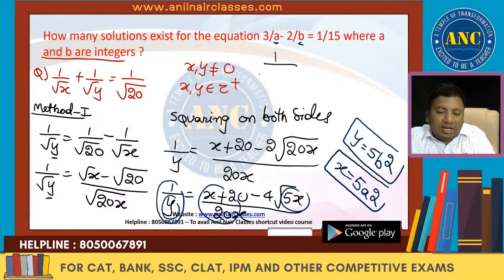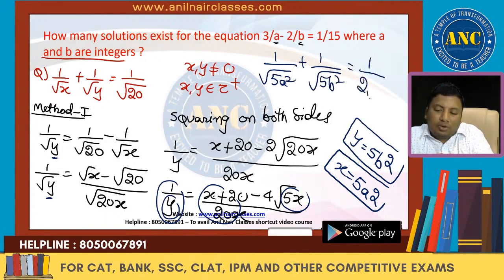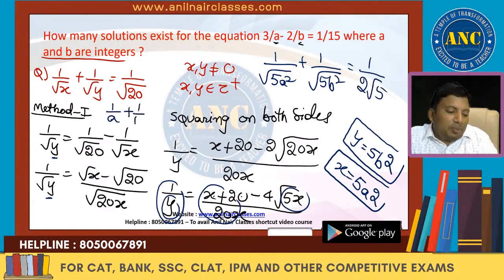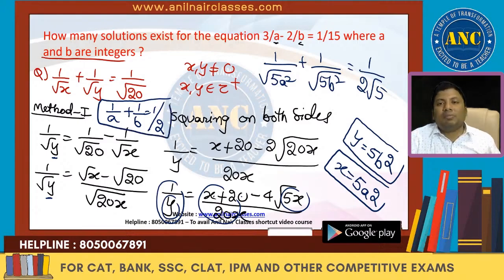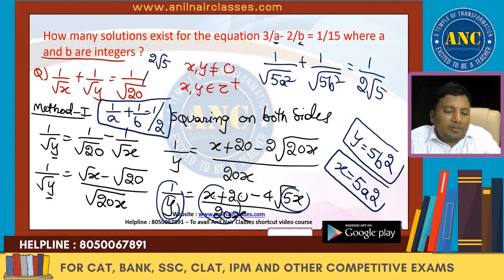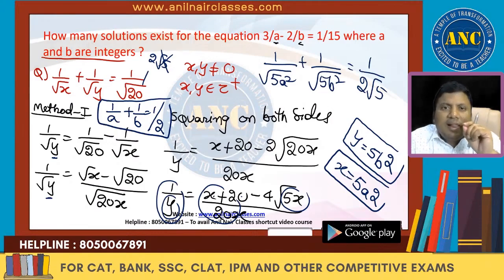So if I write it, it is nothing but under root 5a square, under root 5b square equivalent to 1 by 2 root 5. Root 5 cancels. It is nothing but 1 by a plus 1 by b equivalent to 1 by 2. Idea clear, right? Root 20 is nothing but 2 root 5. Remove this third and just write down the equation as 1 by a plus 1 by b equivalent to 1 by 2. Only ensure that you don't make any calculation mistake.